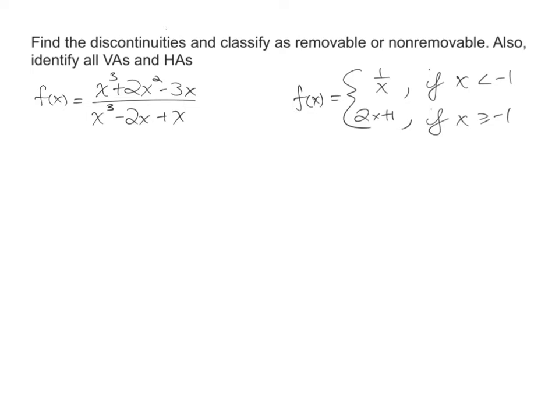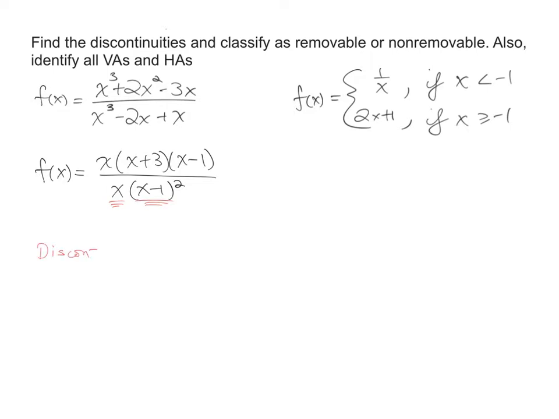You need to factor the numerator and denominator to get this. f of x equals x times (x plus 3) times (x minus 1) all over x times (x minus 1) squared. And here we can start noting what discontinuities you have. You have a discontinuity at x equals 0 and at x equals 1.